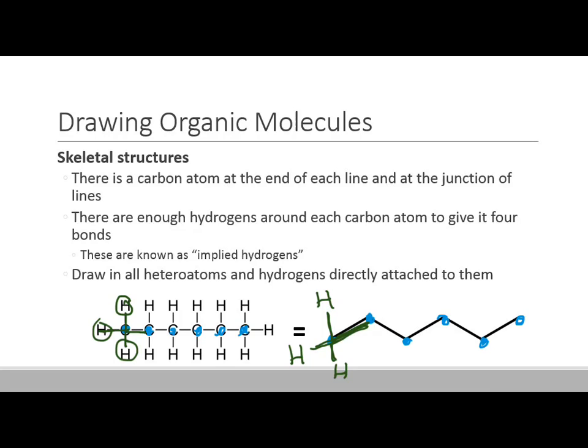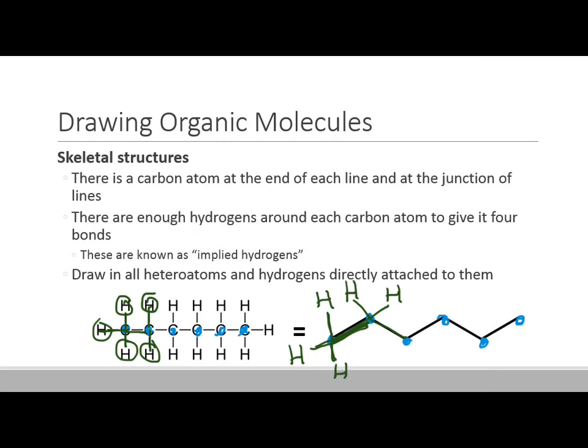This next carbon in would only be attached to 2 hydrogens because it already has 2 bonds attached to it. And sure enough, over here, it's attached to 2 hydrogens. So those are called implied hydrogens. It's just implied that we always follow the octet rule, that we always give carbon 8 electrons, or 4 bonds.